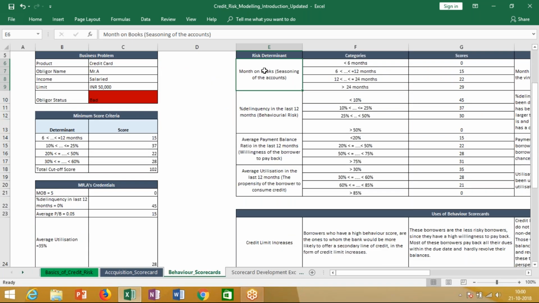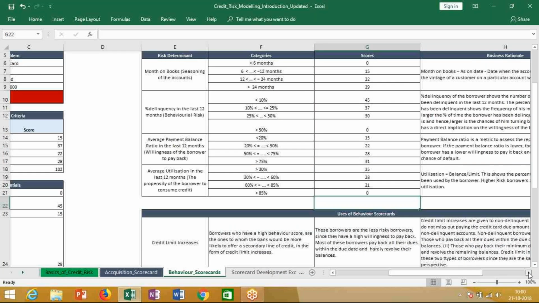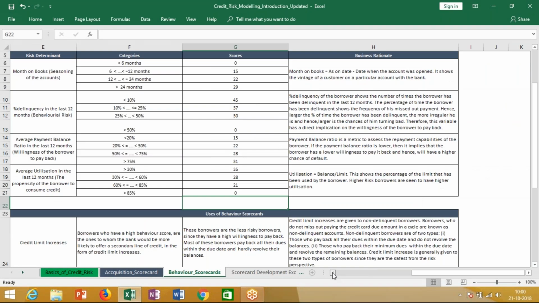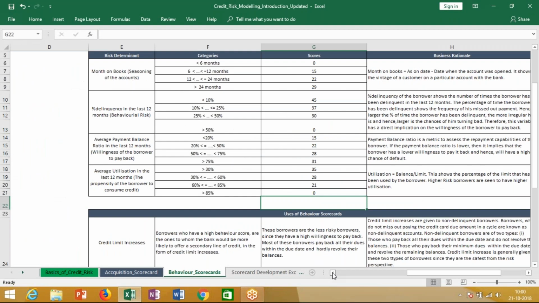Some of the risk determinants that we have used are month on books, percentage delinquents in the last 12 months, average payment balance ratio in the last 12 months, and average utilization in the last 12 months. I've just used these basic variables. The real-time scorecards will have more complicated variables, and we'll come to those going forward. But let's have a quick look. Let's see why I am using these variables for assessing the behavior risk associated with a credit card.